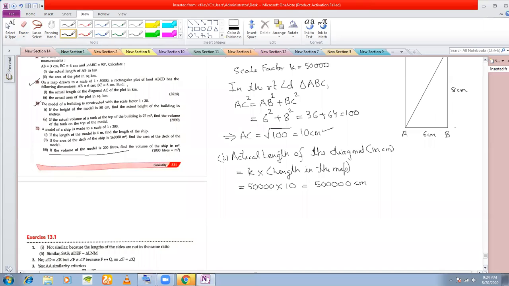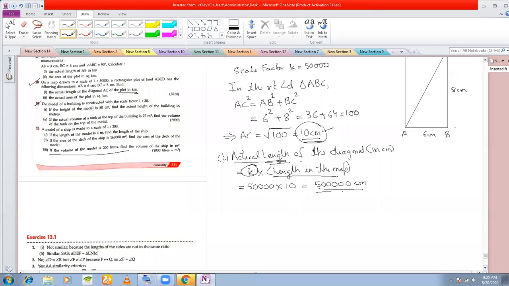But what have they said? They have said actual length. What is the length in the model? 10 centimeters. If you remember, yesterday I told you the actual length is scale factor into length in the map or the model. Actual area is k square into area in the model or map, and actual volume is k cube into volume in the model or map. We are talking about the length here, so it is only k, and the length in the map is 10 centimeters. So that is the actual length we are getting in centimeters.